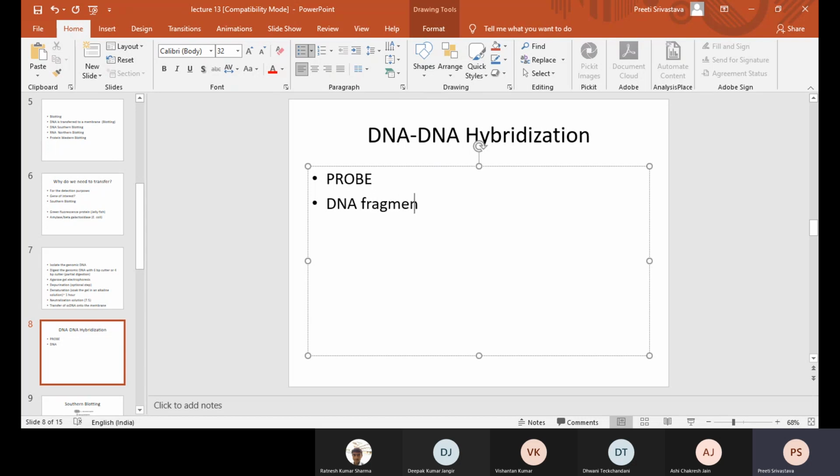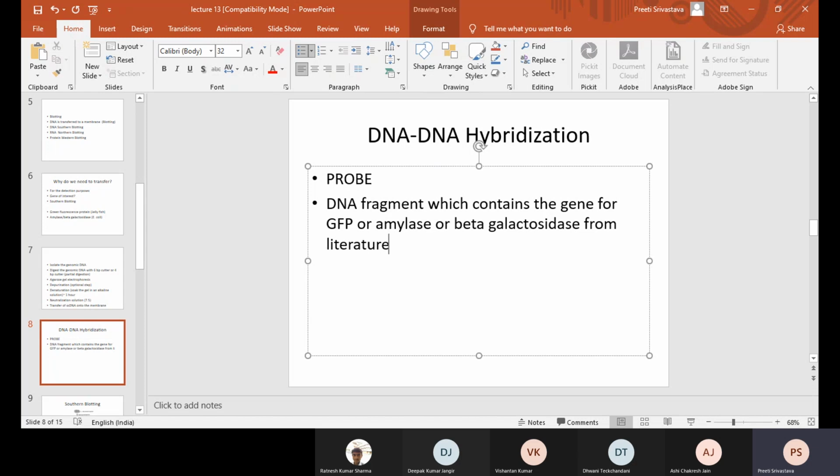be a DNA fragment, the gene for GFP or alpha amylase or beta galactosidase from literature, right? So that means here you are presuming that these genes are already reported, and I'll be coming to the other possibility when you do not know. But let's first understand how it works.